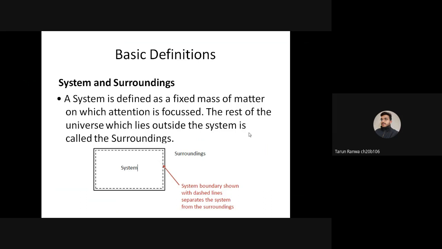First, system and surroundings. A system is defined as a fixed mass of matter on which attention is focused. The rest of the universe, which lies outside the system, is called the surroundings. This is the layout of a system, and this is the boundary that separates the system and surroundings.